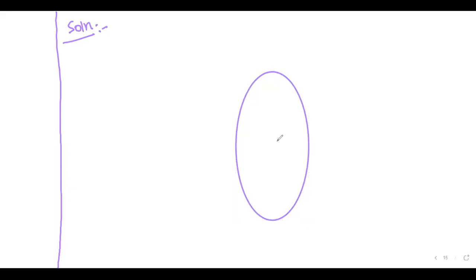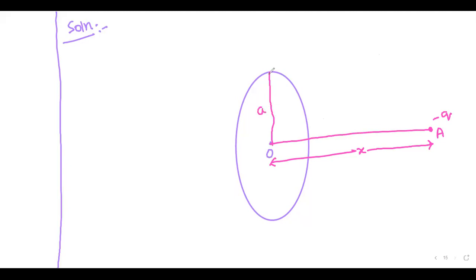Here it is the center. From the center of the ring we have a distance x, where a particle is placed. This point is A, having a charge minus q, and this is my radius. On the ring we have a charge plus q. Are you following?